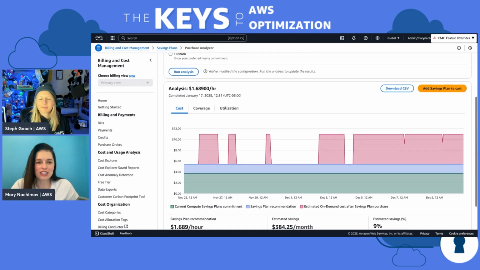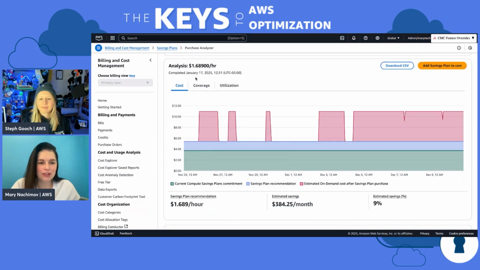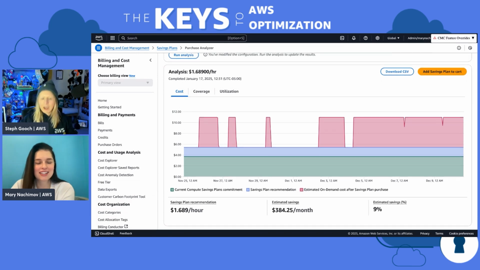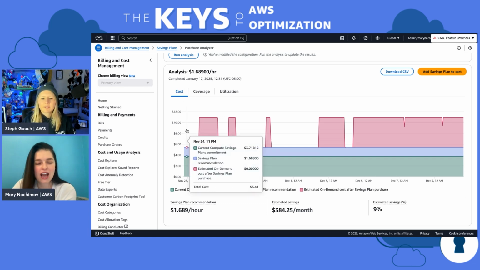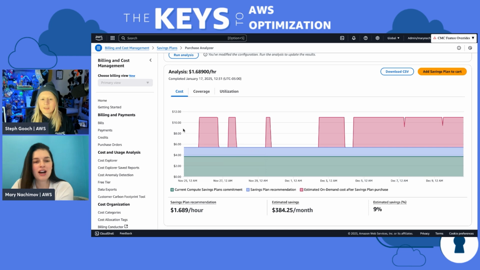So the result is, we need to buy $1.7, let's call it, to maximize the savings over the look back period that I selected. And $1.70 per hour we need to purchase. Yes. It's a good point, thanks for bringing up that it's per hour, because what we do is analyze the look back period that we selected hour by hour.